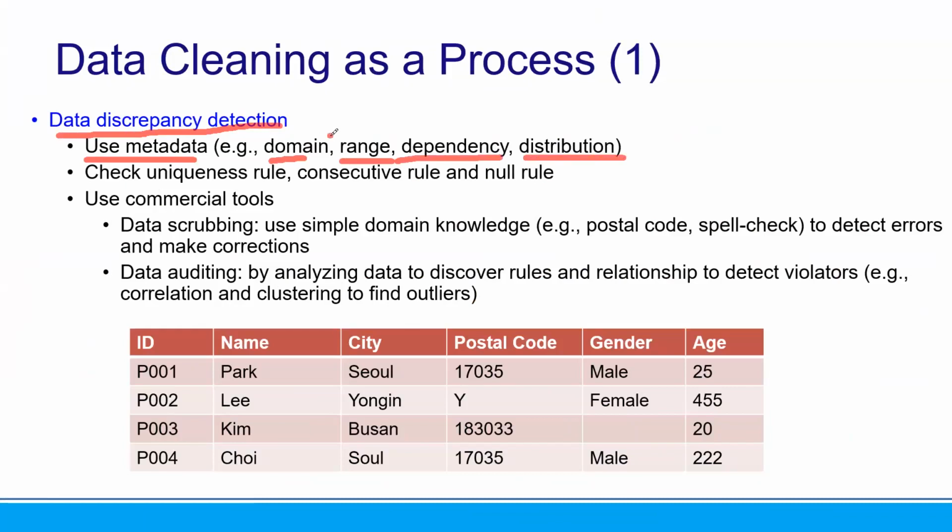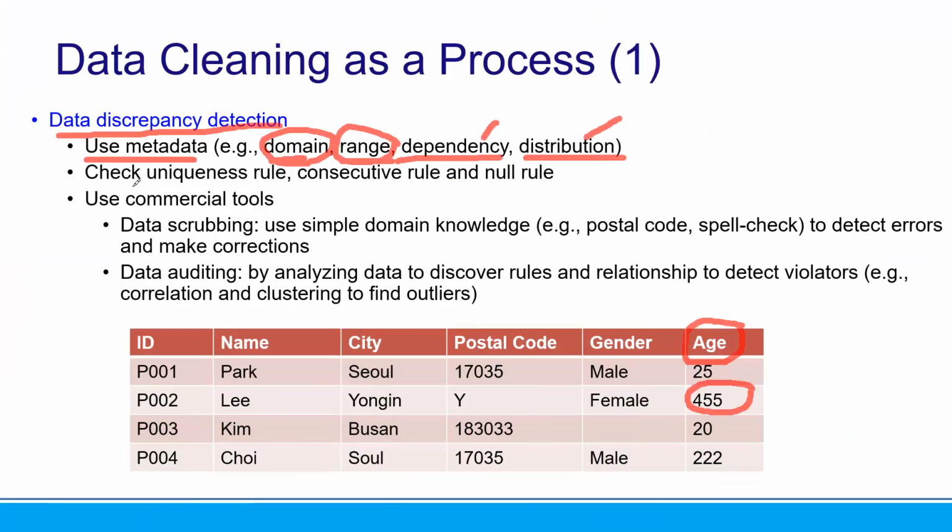Let's say, if it is in South Korea, of course, the domain will be only in South Korea. Range. If it is about age, then of course there will be some range, 0 until 100 years. If you have an age like 445, of course it is out of the range. So it is noisy. Or we can have the dependency or some other distribution.